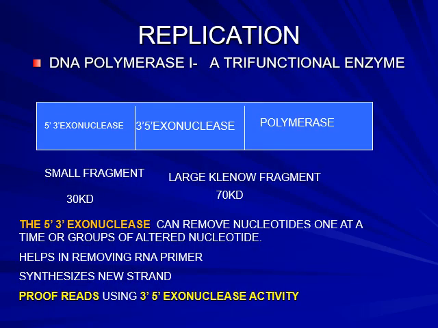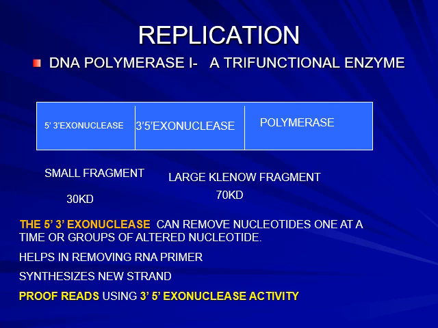Now let's look at the structure of DNA polymerase 1. It is a trifunctional enzyme with 3 activities. What are they? It has a small subunit of 30 kilodaltons, which carries the 5' to 3' exonuclease activity, and a large subunit, which is known as the Klenow fragment. Its mass is 70 kilodaltons, and it has 3' to 5' exonuclease activity and the polymerase activity.